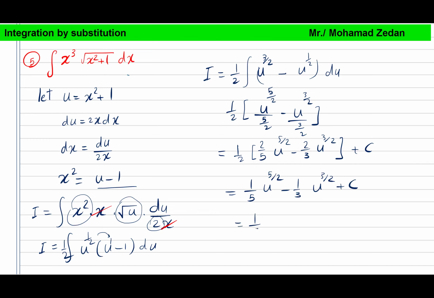And finally write 1 over 5, into the value of u, which was originally x squared plus 1. So x squared plus 1 power 5 halves, minus 1/3 times x squared plus 1 power 3 halves, plus c. And this is the answer.